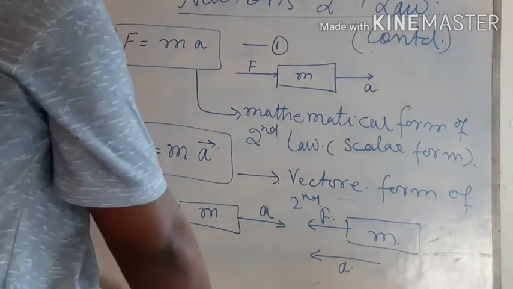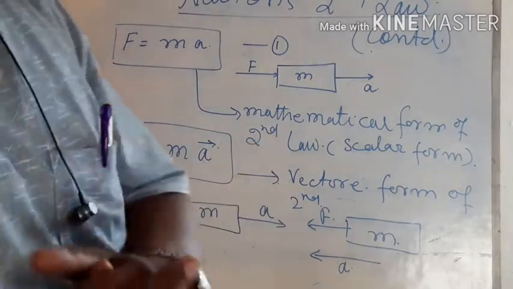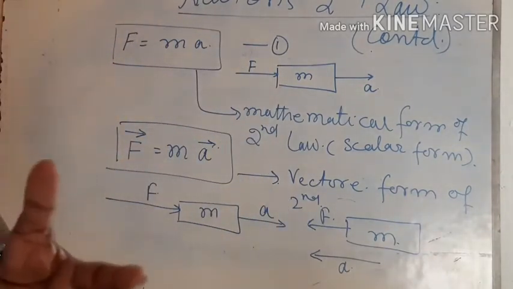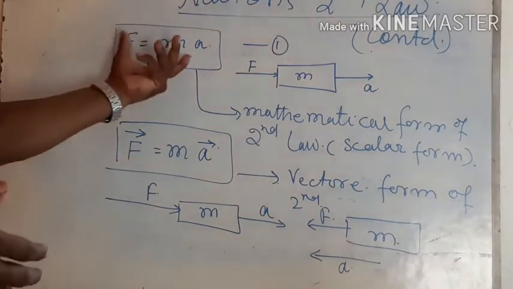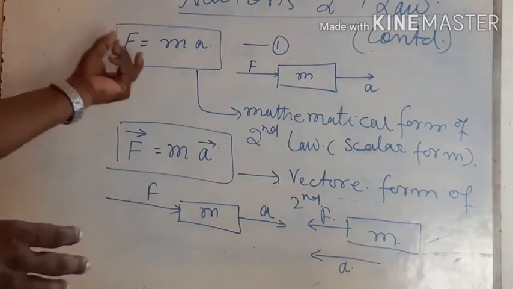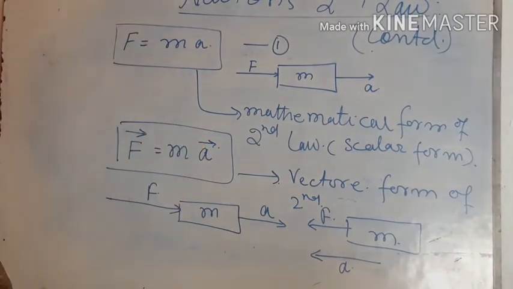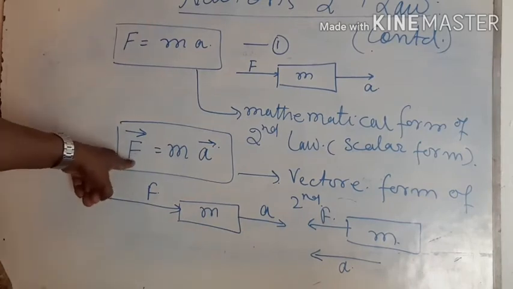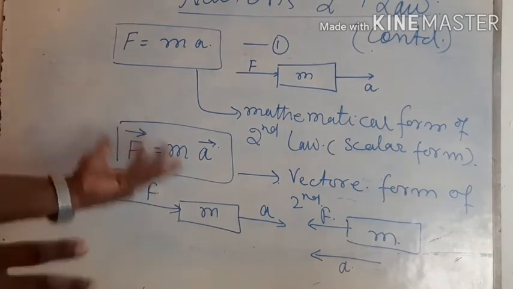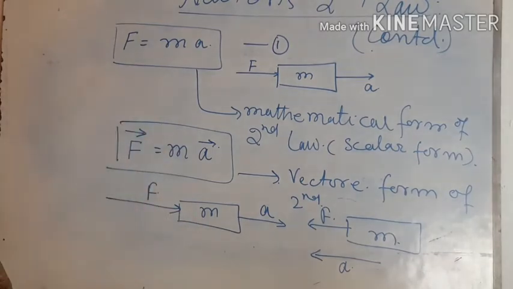This is about the two forms of Newton's mathematical form, that is the scalar form and vector form. The physical quantities remain the same in both the forms, only the notation is changed. In vector form we denote force as a vector and acceleration as a vector. This much, okay?